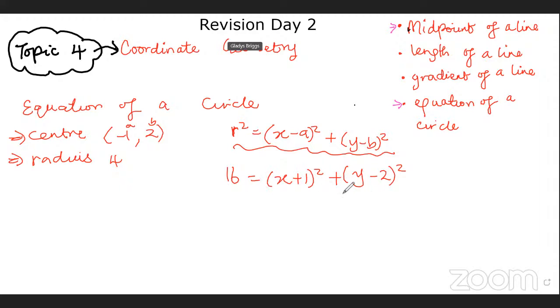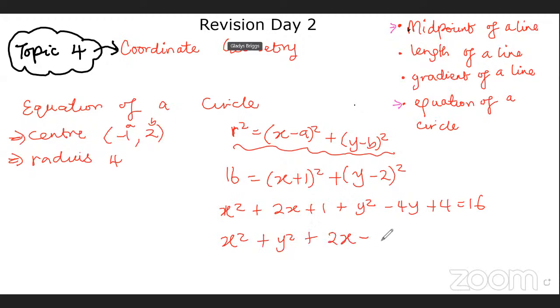And then you can now write this in expanded form. You expand this, so this will be x squared plus 2x plus 1 for the first one, plus y squared minus 4y plus 4 is equal to 16. Then you bring 16 to the other side and collect like terms. You have x squared plus y squared plus 2x minus 4y minus 11 is equal to 0. That's how I want you to do it in the exams.